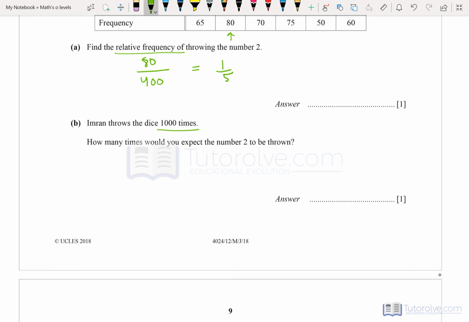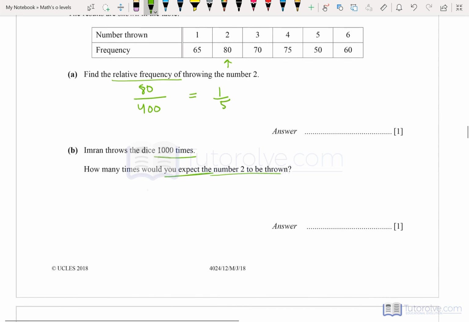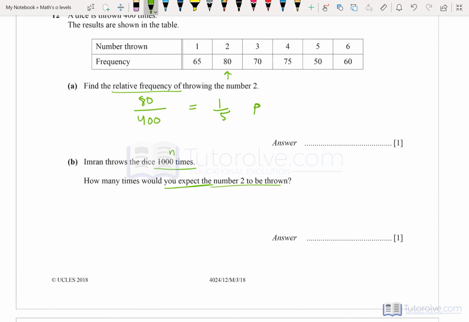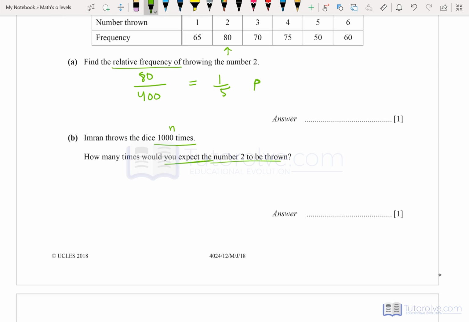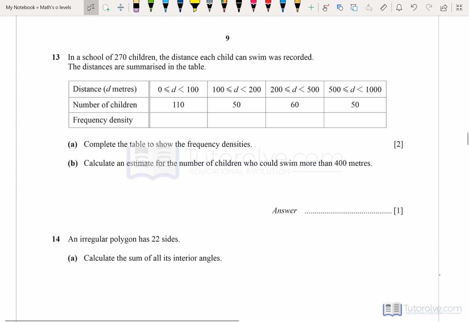So Imran throws a dice 1,000 times. How many times would you expect the number 2 to be thrown? So expect means obviously the mean. So basically what you really need to do is, we have a general formula. If you call this probability P, and if you call the number of times it's thrown N, so the expected time something happens or occurs is basically NP. So you have 1,000 into 1 by 5, which gives your final answer as 200. So this is the expected number of times. So now you have question number 13.